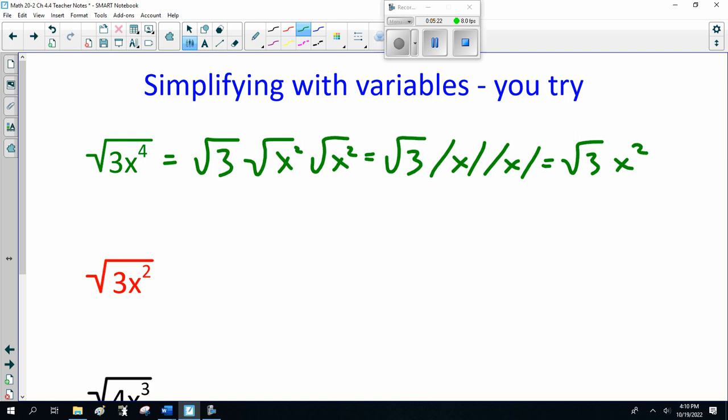Now be careful how you write that, because if you get a little messy and make this a little long, it looks like the square root goes over the x squared, and it doesn't. So be careful. Often, not always, but often, I'll write that as x squared times the root of 3. That way you clearly see the x squared isn't under the square root sign.